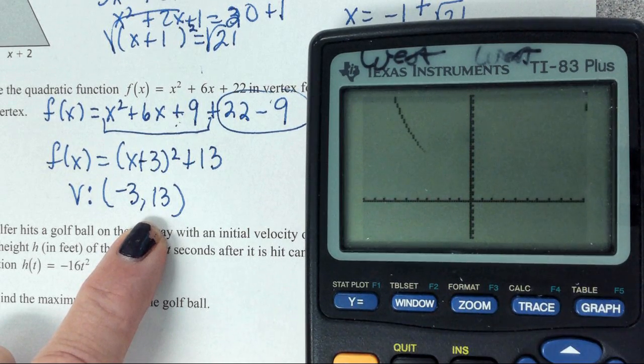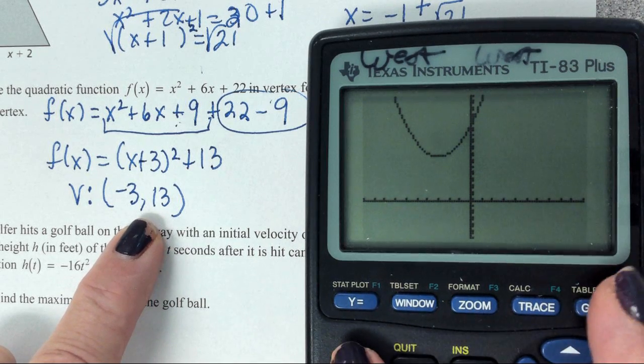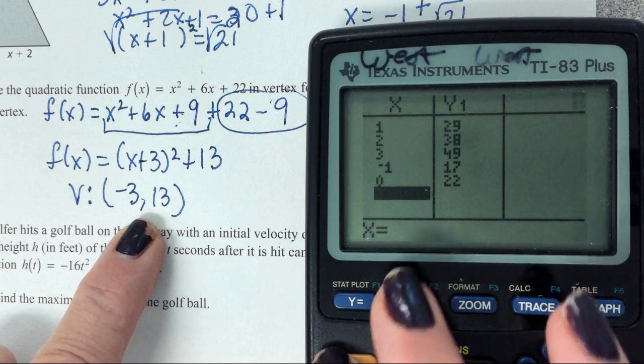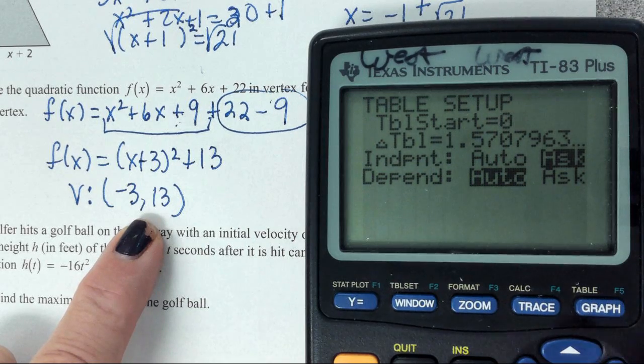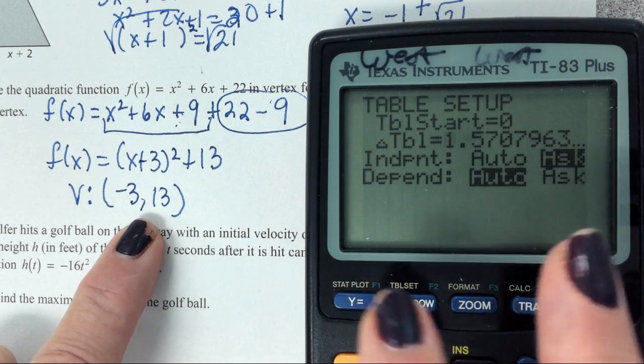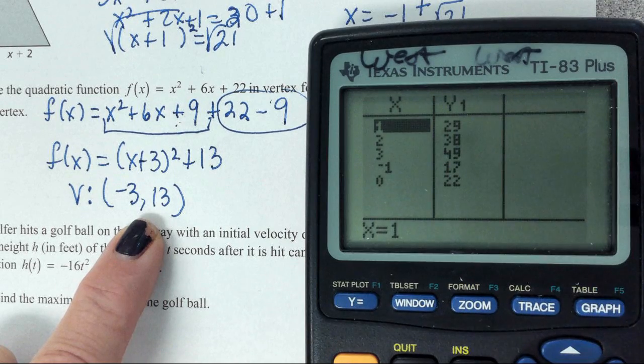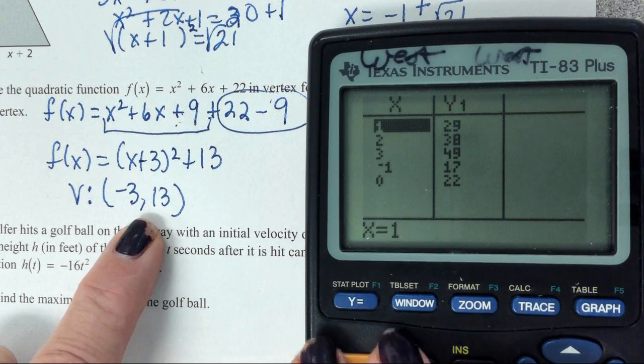So now here's the way my graph looks. Now I can see that vertex. I have a couple of things I can do. I can look at my table, and I can see if those points are on there. Adjust my table. So I'm looking for the point. That is weird. Something has happened to this calculator.